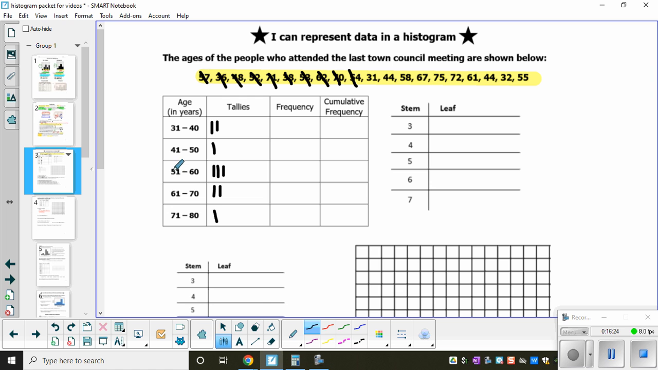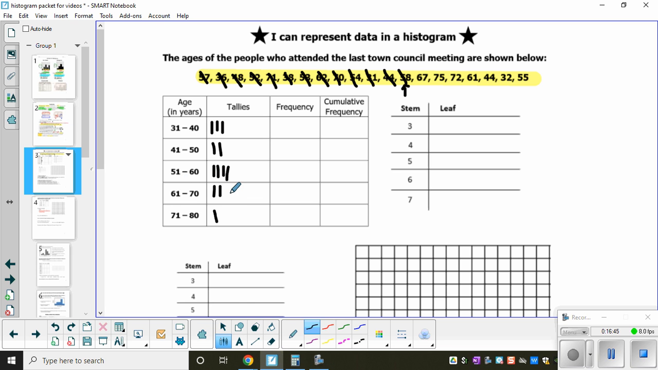A 54 would go here. Now we're at 31. Now we got a 44 in here. If you want to pause the video and tally yourself, you can, or you can wait for me. I might have missed that with the 58. 1, 2, 3, 4. As soon as I started talking, I'm going to come back to see if I got that one in there.